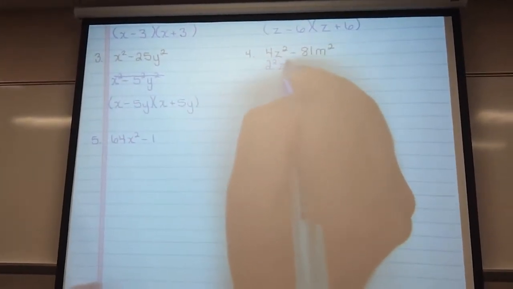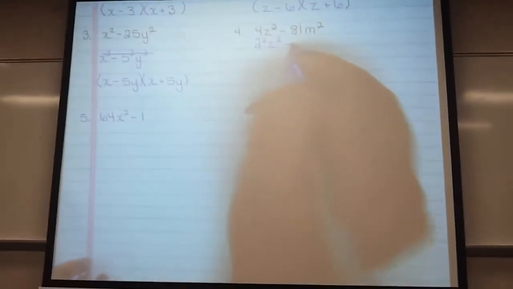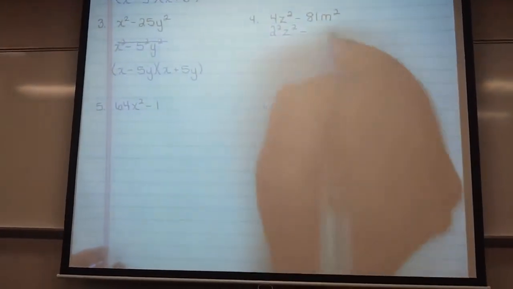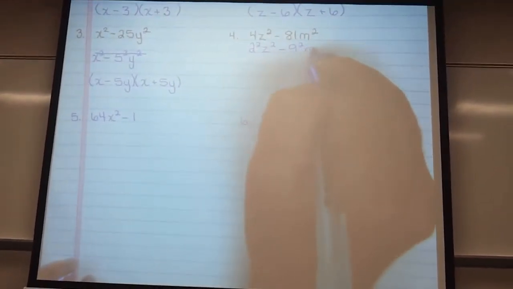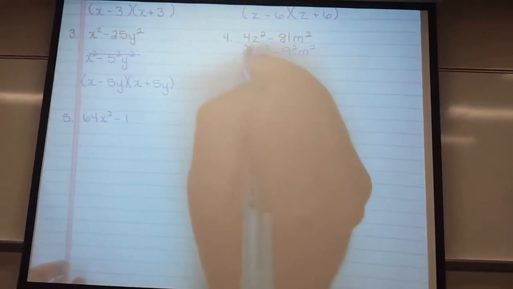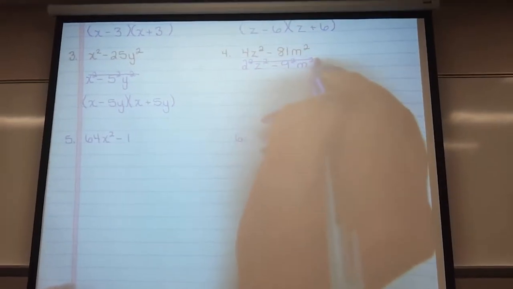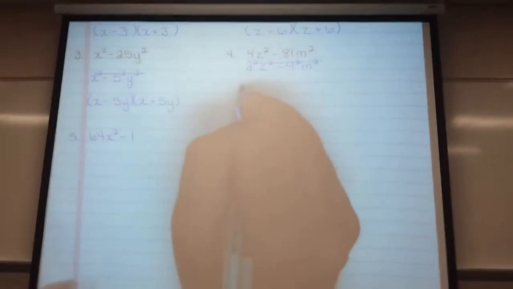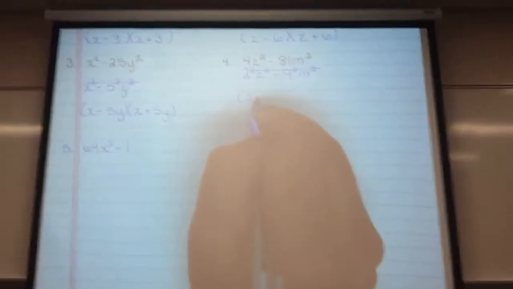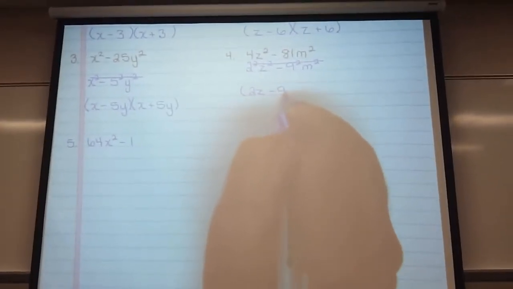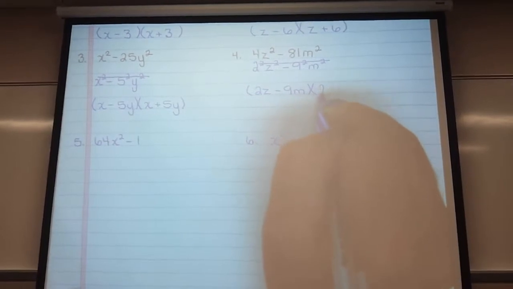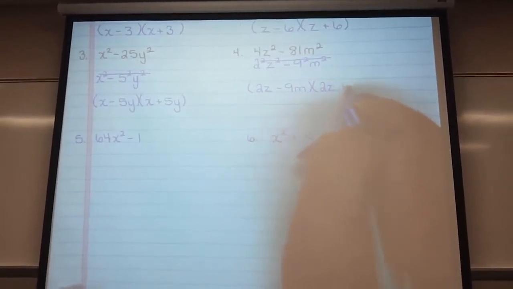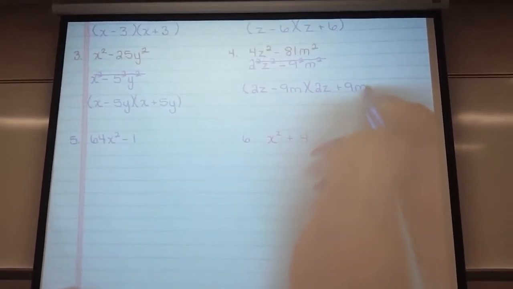z squared minus, how would you rewrite 81? 9 squared. M squared. Gone. So I'm left with 2z minus 9m. And what's its conjugate? 2z plus 9m. And you got it.